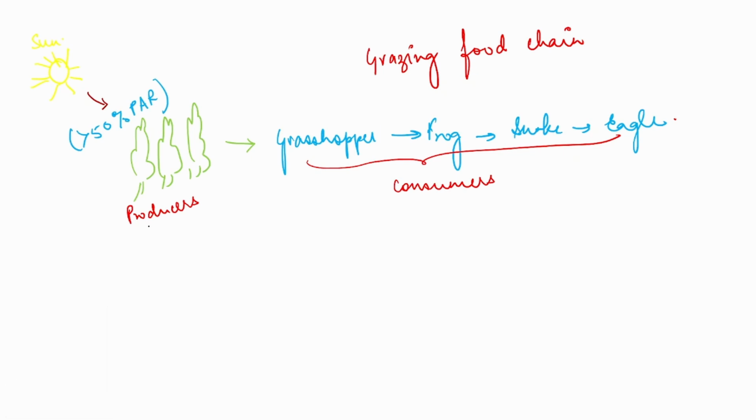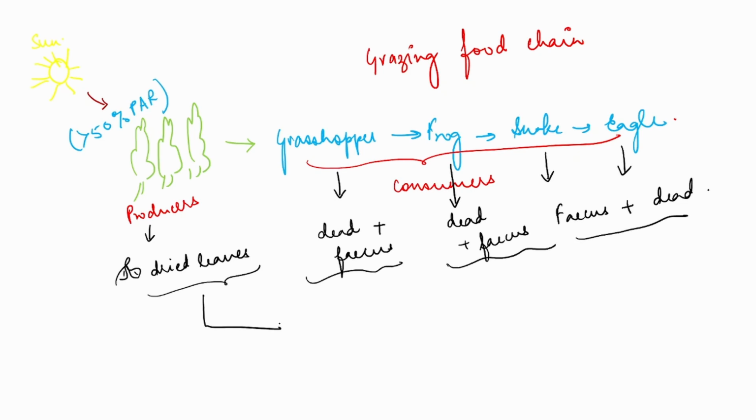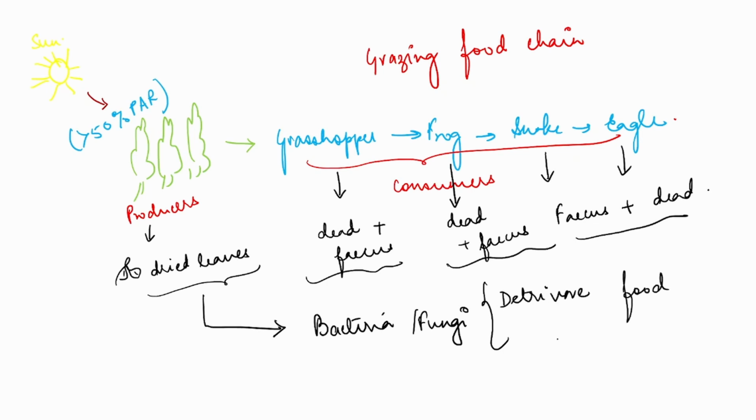Now at one point of time, what will happen? The dried leaves from these plants will fall down. For grasshopper, there are feces plus dead material. For frog also, when it dies, it has its dead material and also its excretory materials. For eagle and snake also, feces plus dead material. So who will act on these materials? There are certain organisms that act on this material, which we name bacteria and fungi, and the food chain which starts from this dead and decaying organic matter, we call the detritivore food chain. Clear? Yes. So these are the types of food chain.